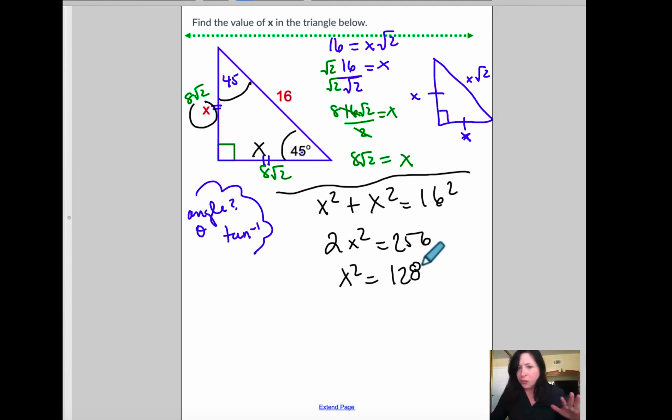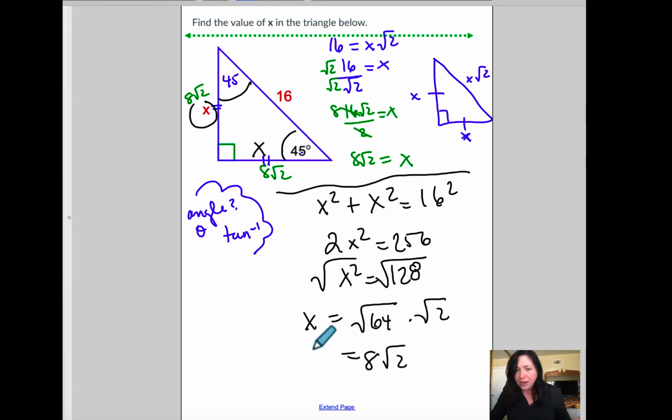Now, if I'm square rooting both sides like this, I know that the square root of 128 is the square root of 64 times 2. Well, the square root of 64 is 8, so that's 8 root 2. And so that's my value of x. Now, if this isn't an option, then I can definitely just say, well, what is that value? 8 root 2 as a decimal equivalent is about 11.3. So if I wanted a decimal equivalent, I would just say it's about 11.3.